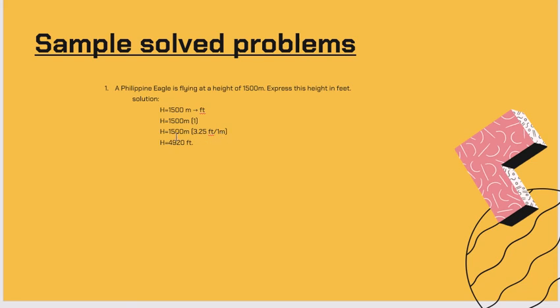So therefore, you need to multiply the 1,500 by 3.25, and you need to cancel out the unit of meter from the 3.25 feet over 1 meter to get the unit of feet. So therefore, we're going to have the result of 4,920. So that will be our example for the conversion of units.